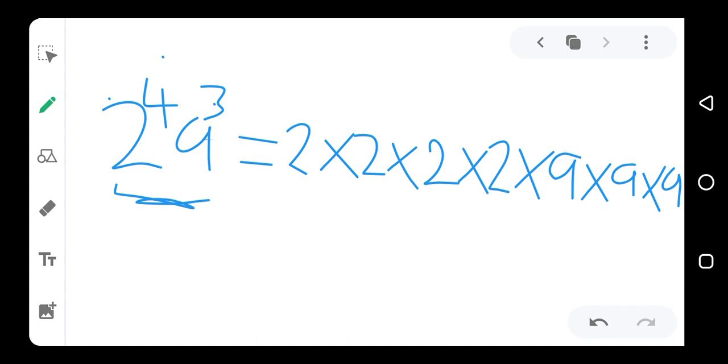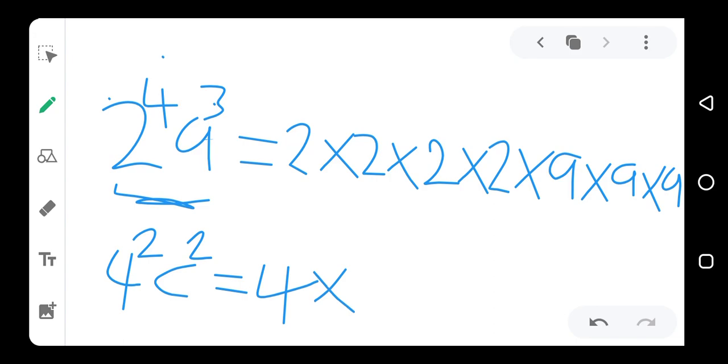Another example, if you have 4 raised to power 2, c raised to power 2, this is going to be equal to 4 times 4, that is for 4, and then c times c times c, each of them occurring 2 times.